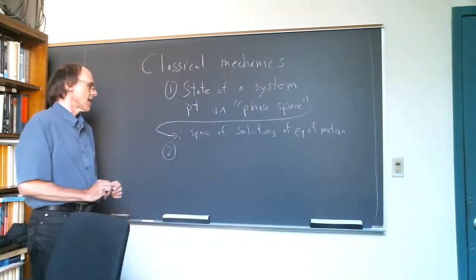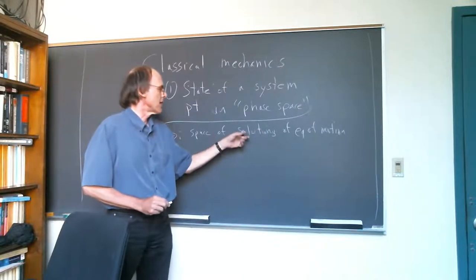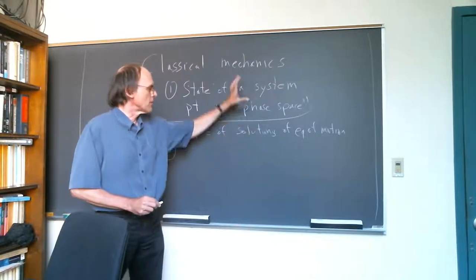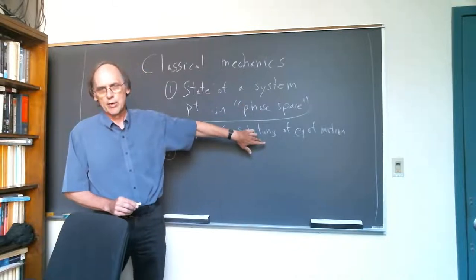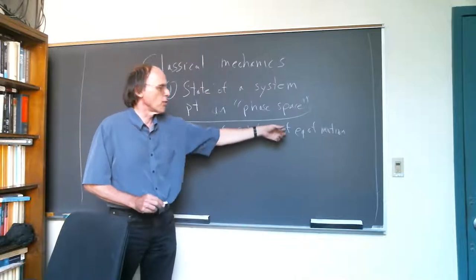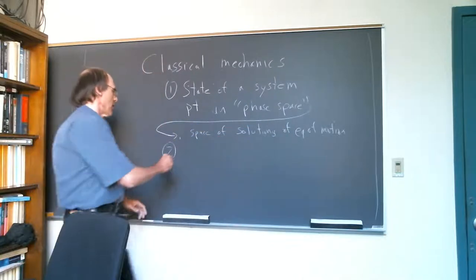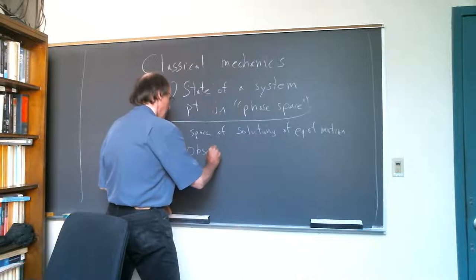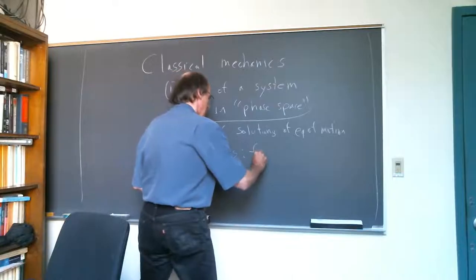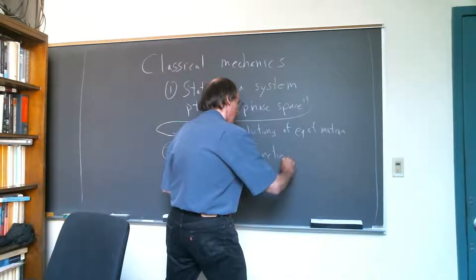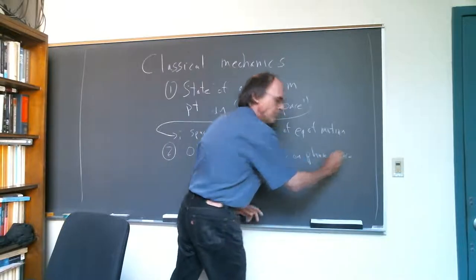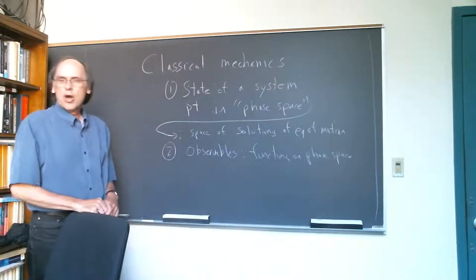The second thing to do is you can ask, how do I characterize this? How do I go out and measure things and figure out where I am? Well, you measure some kind of function which tells you where you are on phase space, and those are your so-called observables. Observables are functions on phase space.